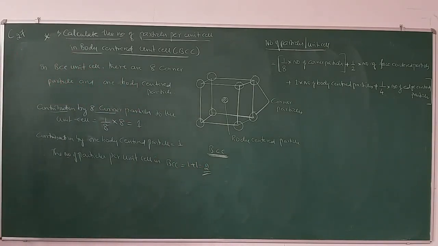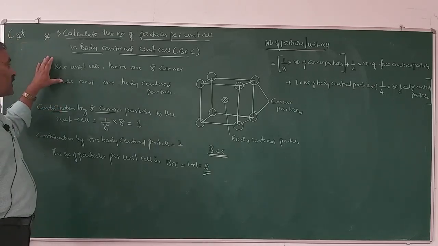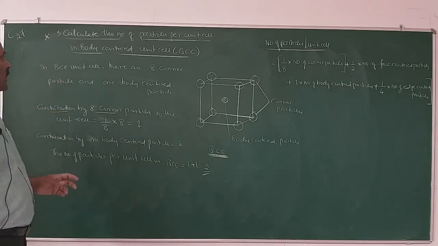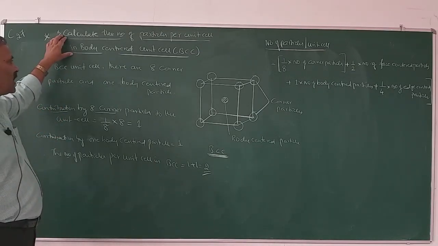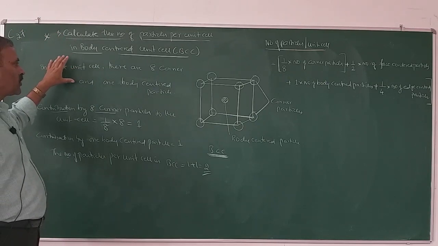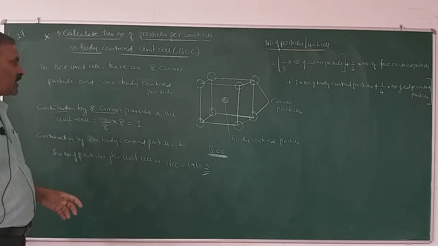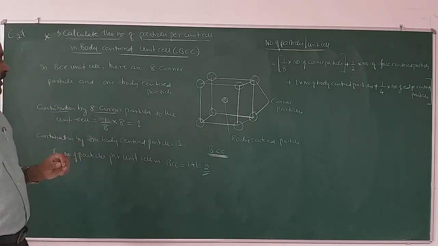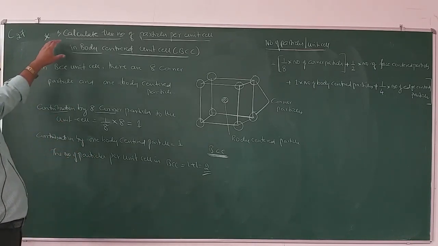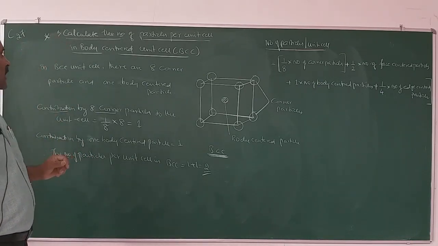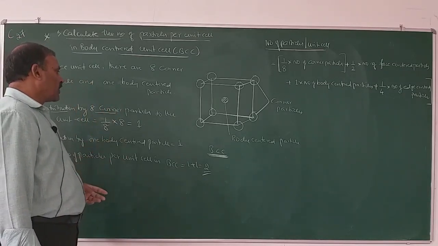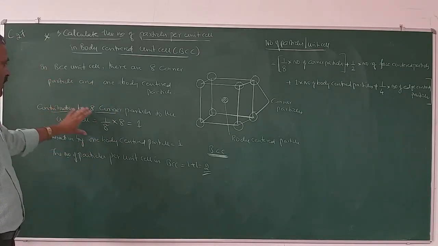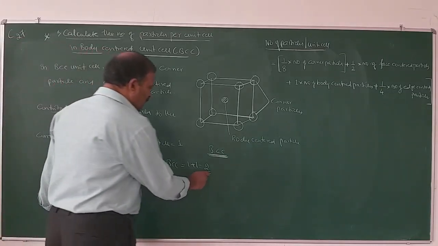That is equals 2. So this is very important. You will definitely be asked to calculate the number of particles per unit cell either in simple cubic unit cell or face centered cubic unit cell or in body centered unit cell. In simple cubic unit cell, the number of particles per unit cell is 1. In face centered unit cell, the number of particles per unit cell is 4. In body centered unit cell, the number of particles per unit cell is 2.